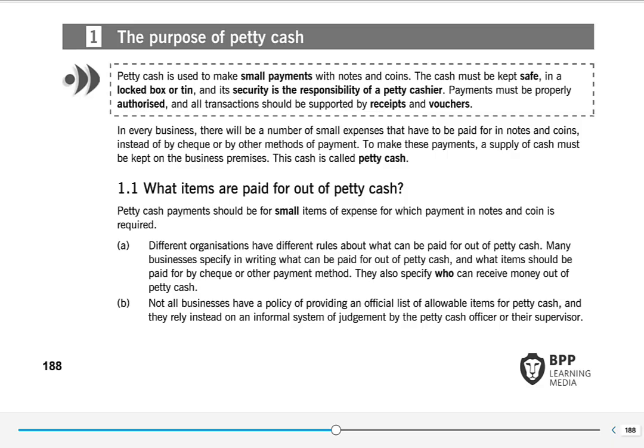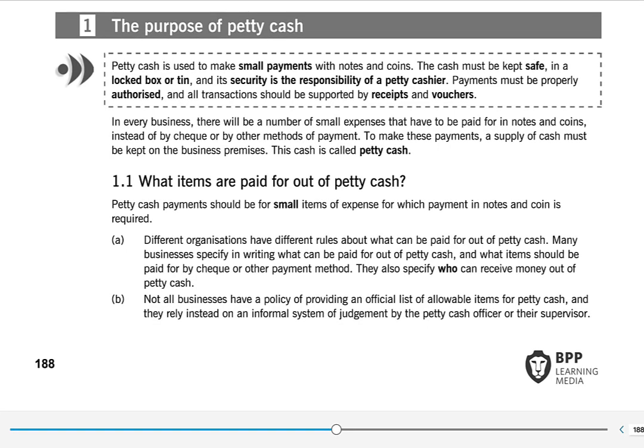In the next lesson, lesson 1.1, we will go deeper. We will talk about what items are paid out of petty cash and what items should never be paid out of petty cash. 1.1. What items are paid for out of petty cash?